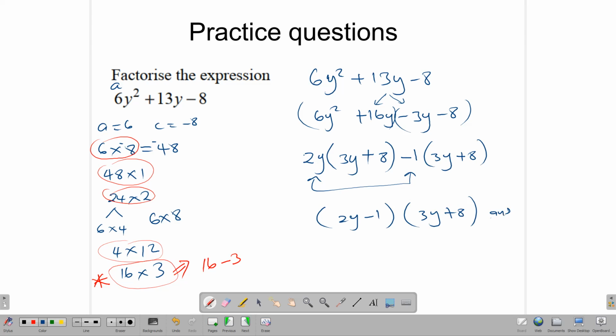Sometimes if you're not sure of your answer, you can always multiply this out and add up your results to see if you get that expression when you're finished. And that could be a way to check your answer to know if you're correct. All right, let's look at another one.